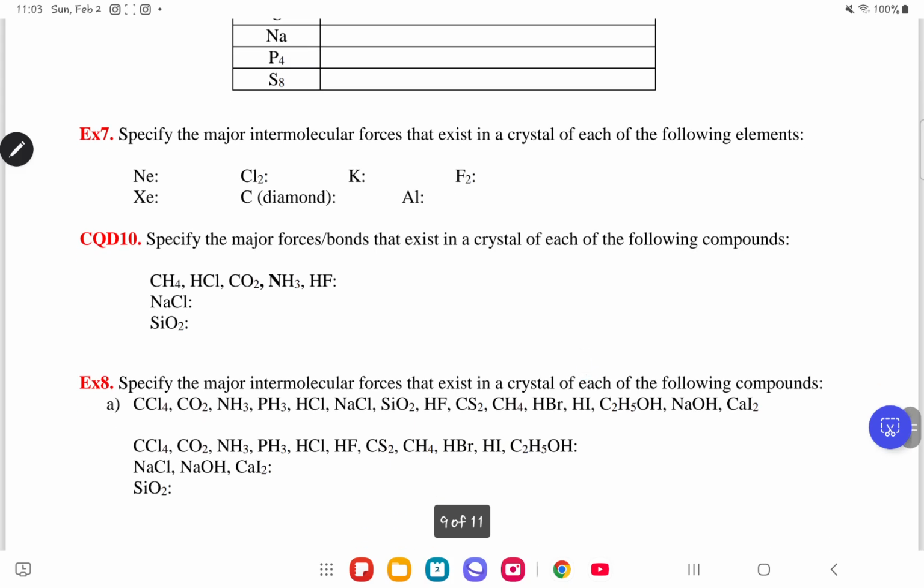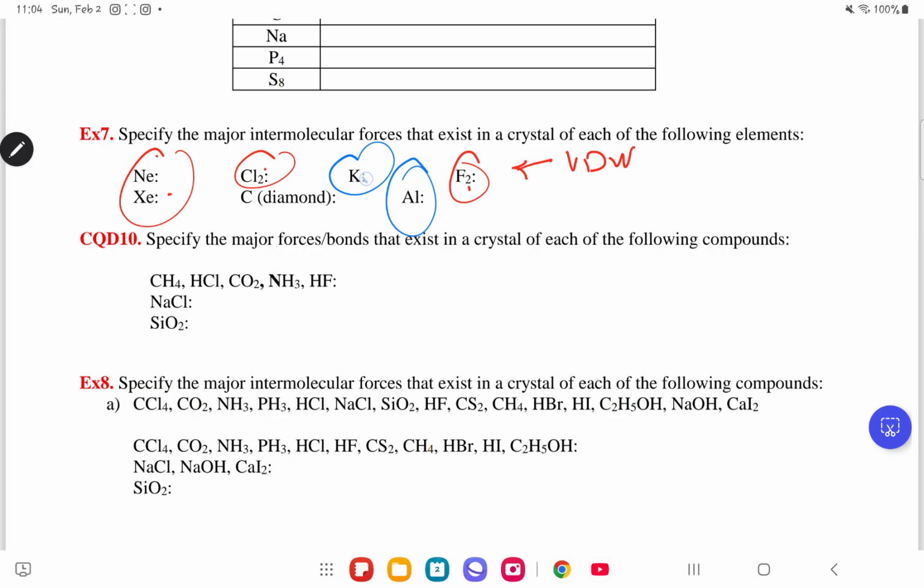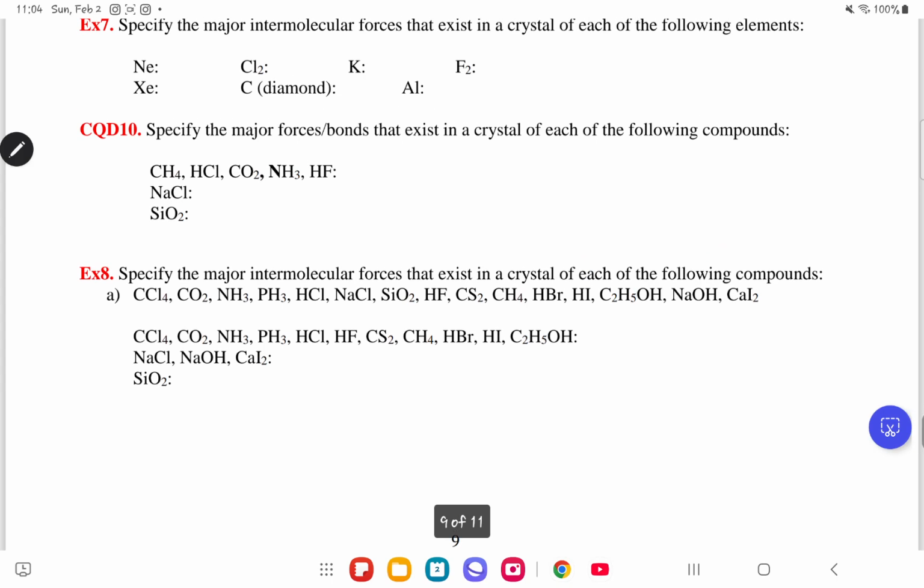In exercise 7, they're telling us to specify the major intermolecular forces that exist in each of the following. So what I think is that they are all van der Waals forces except some. These 4, they are all van der Waals forces, whereas potassium K and aluminium Al are going to be metallic forces, and then finally the last one, which is diamond, is covalent bonding. Okay, moving on to CQD number 10. They need us to separate these based on the bonds that exist in them.